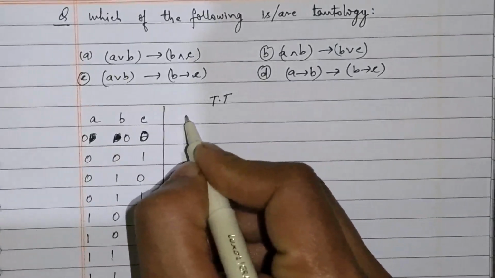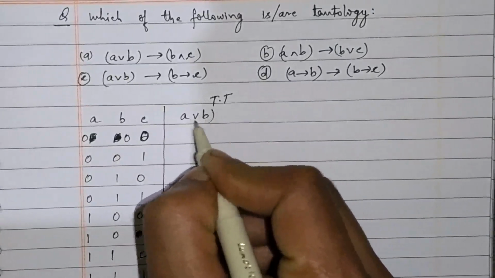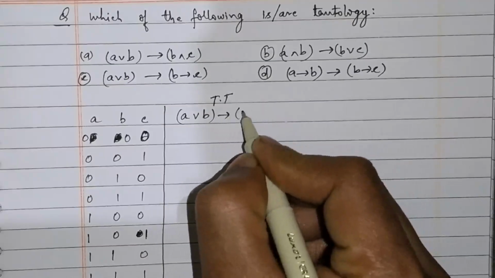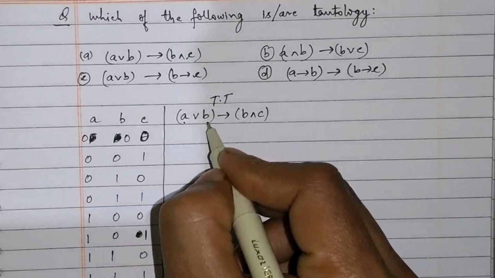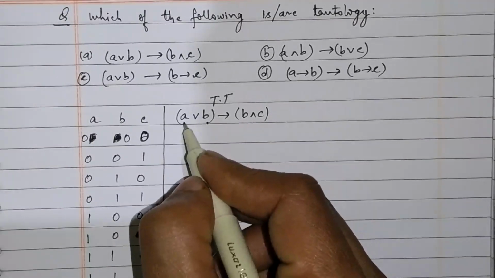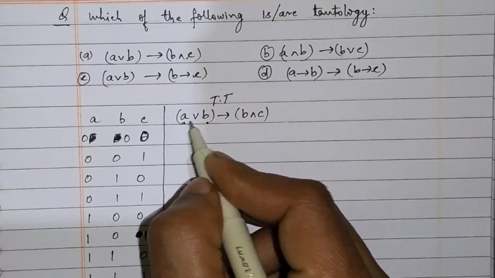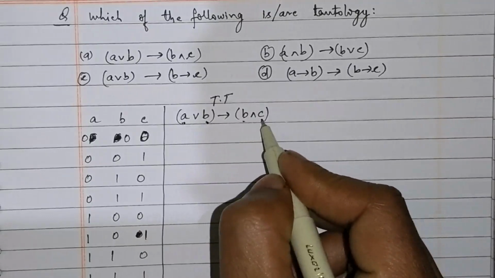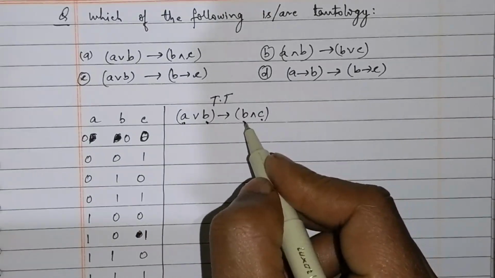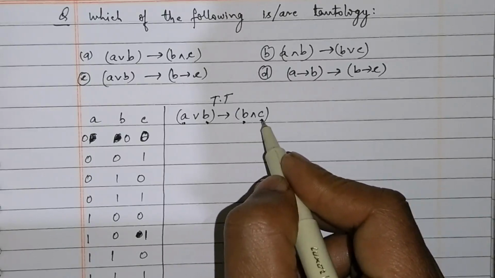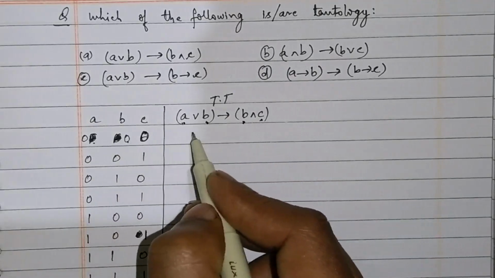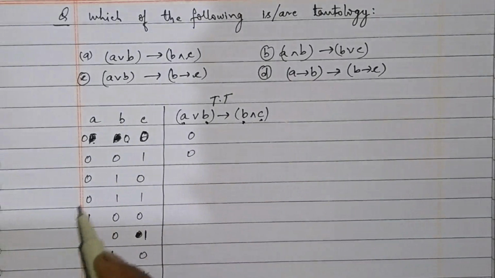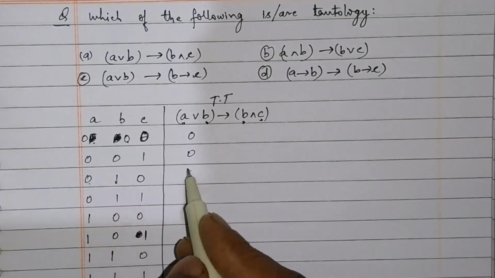Let's see option A. A union B implies B and C. A or B is true whenever either of A or B is true, and it is false when both A and B are false. B and C will be false if either of them is 0, and it is true when both B and C are true. So in this case, A 0, B 0, it is false. Any one of them is 1, so it is 1.